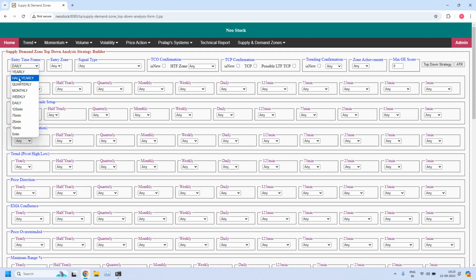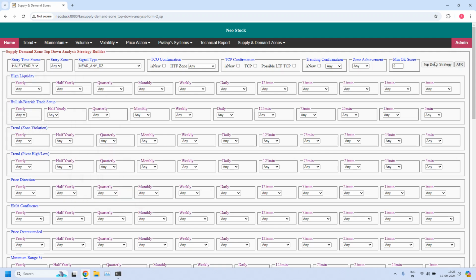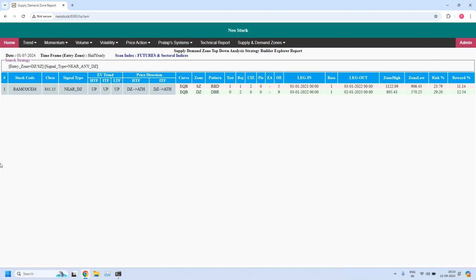Let me start with the half yearly time frame. Let us find the stocks near half yearly demand zone. One stock is filtered near to the half yearly demand zone.